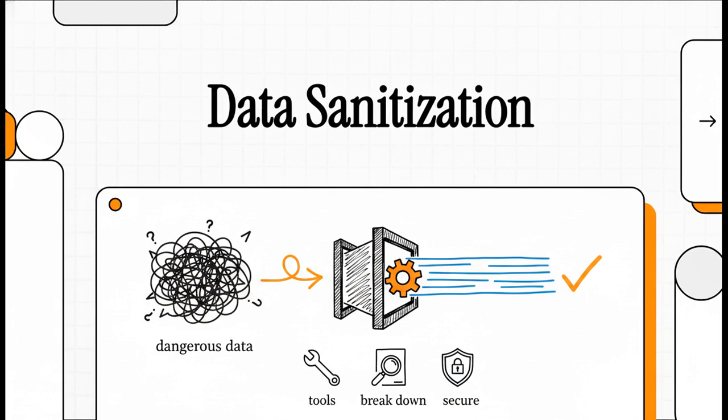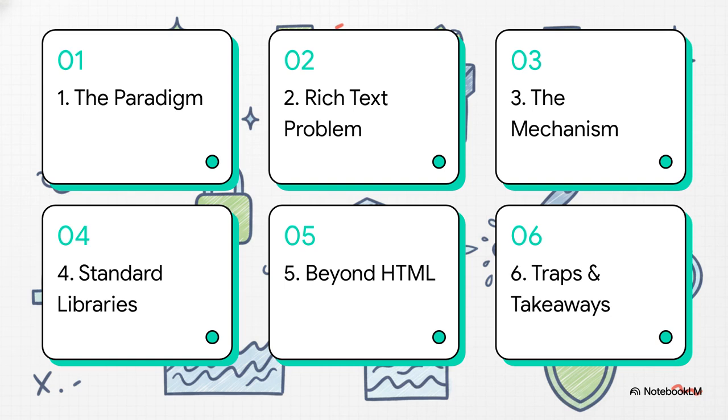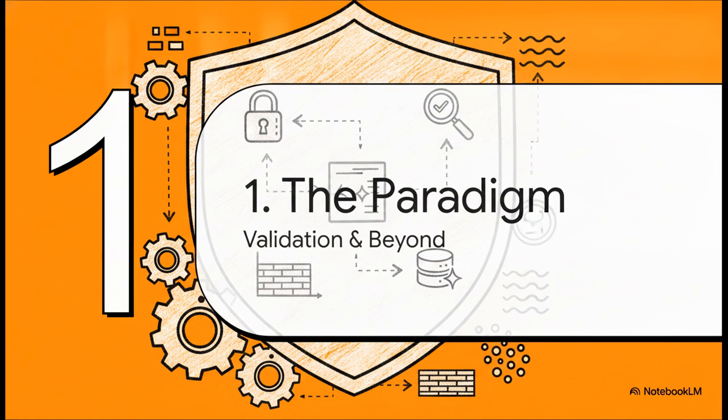We're going to break down exactly what it is, how it actually works, and the gold standard tools you need to get it right. Okay, let's dive into this. Here's our roadmap for today. 1. The paradigm. 2. The rich text problem. 3. The mechanism. 4. The gold standard libraries. 5. Beyond HTML. And finally, 6. Traps and takeaways. Let's kick things right off with Section 1, the paradigm, validation and beyond.